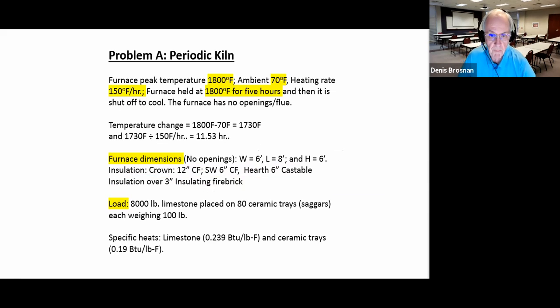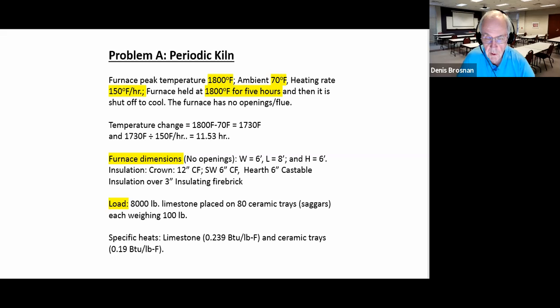So here's our problem. Now, if you're going to work along with me, you might want to pause this presentation from time to time and print out the problem just to make it easy for you to follow along, so you can pause anytime.